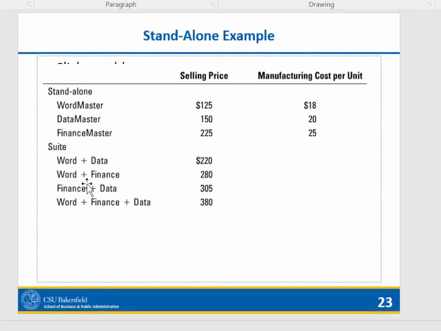For the rest, like Word plus Finance, Finance plus Data, and Word plus Finance and Data, it's exactly the same. I'm going to leave them to you because practically you just have different numbers, but all the ideas and methods are exactly the same.